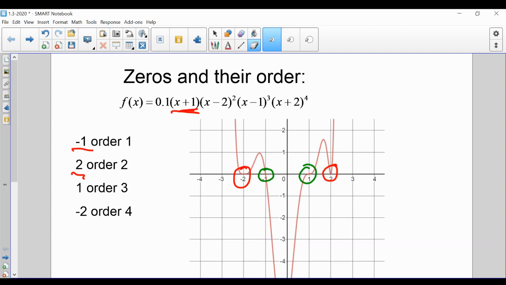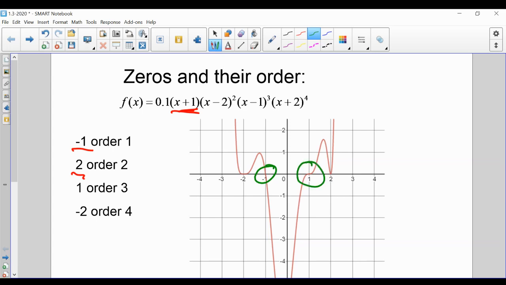Okay? So the other thing we noticed, and this is a quick review of the stuff we already did on Friday, is that they behave differently depending on whether the order was odd or even. So when it was an odd number, the graph just went straight through the x-axis. So here's an example, I'm going to circle that in green, of an odd order. This is another odd order, right? Those graphs are actually just cutting straight through the x-axis.